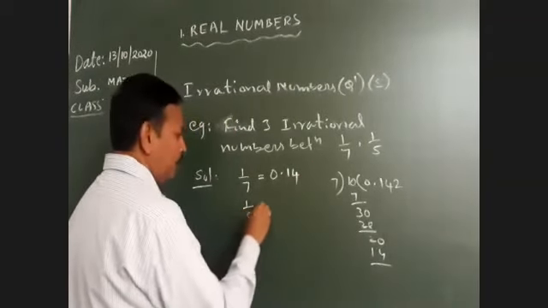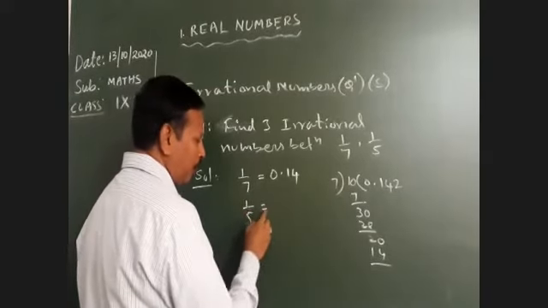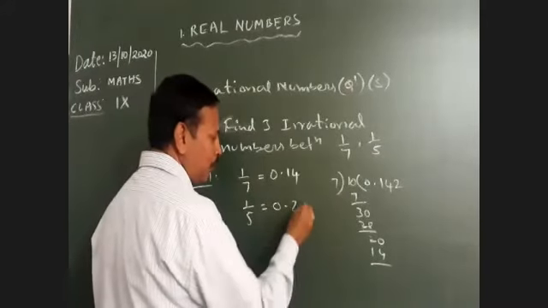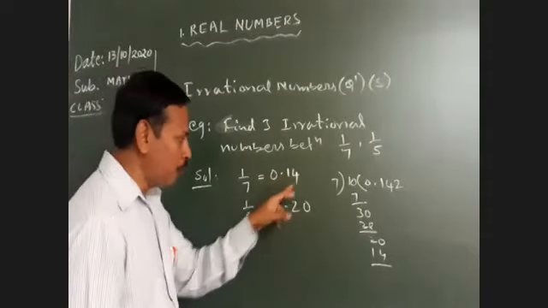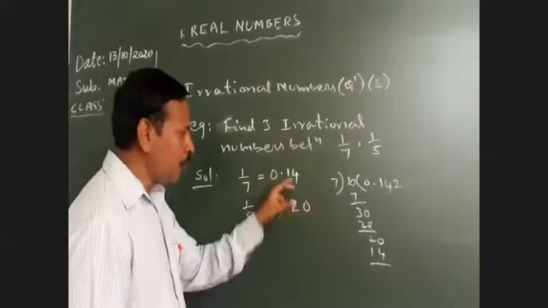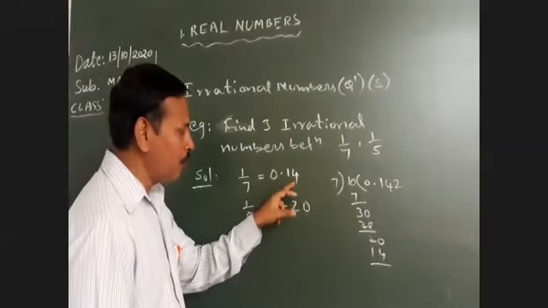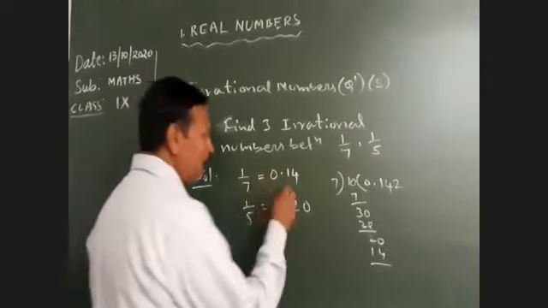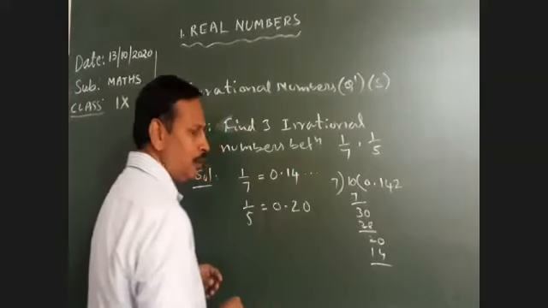Suppose 1 by 5. You already know, if you divide 1 by 5, what will come here? 0.10 will come, 5 2s are 10. Next there is no value, so we will take 0. So now, what are the irrational numbers between 0.14 and 0.20? There are many numbers. 0.14, 0.15, 0.16, 0.17. These are all rational numbers. How to find irrational numbers? So here, actually, it goes on like that.